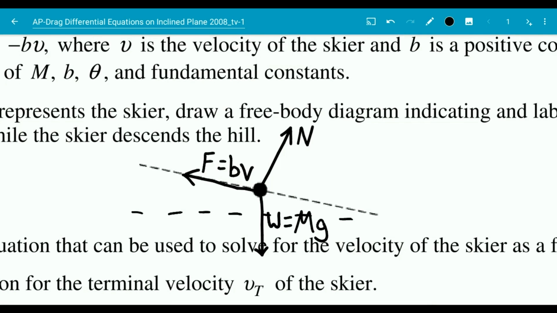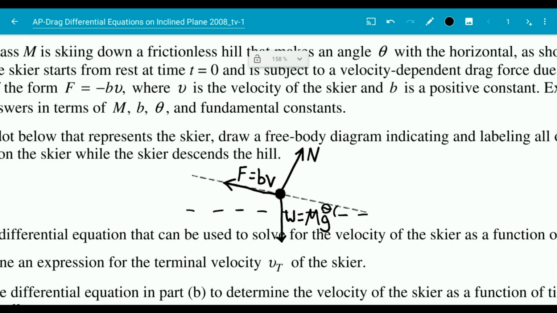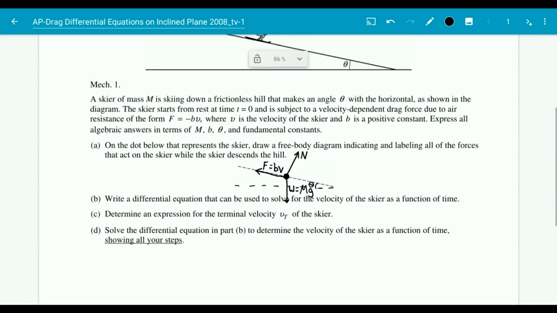I'm just going to draw this. You aren't required to, but so it makes more sense later, I'll add theta, the angle at which the slope is at. And so that's all of part A. That's all you have to do.